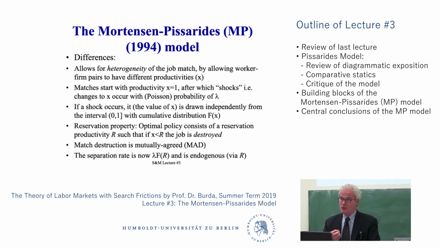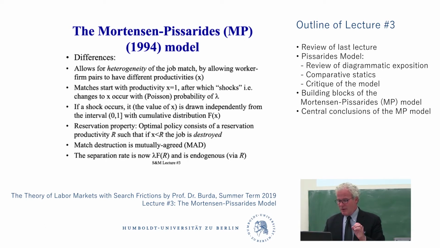Well, remember, F is the cumulative distribution function, so F is increasing in R. So higher R means higher probability that I'm underneath, which means I'm probably going to get separated. So the separation rate is increasing in capital R. Think of capital R as the threshold. So the closer the threshold is to 1, the more likely it is that if I do have bad luck and have this incidence of the Poisson process, I'm going to separate.